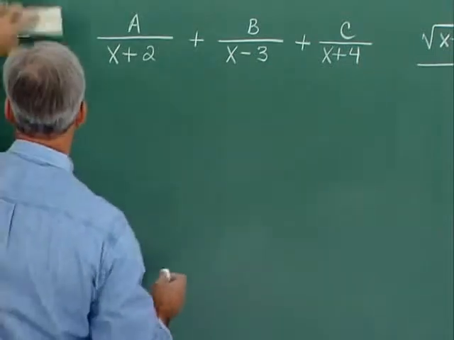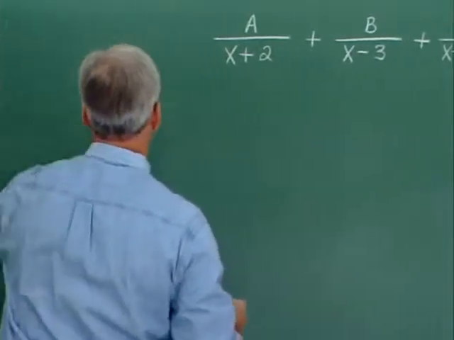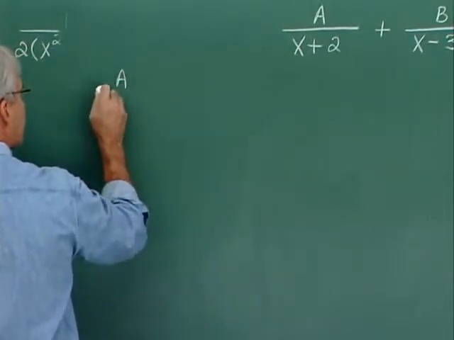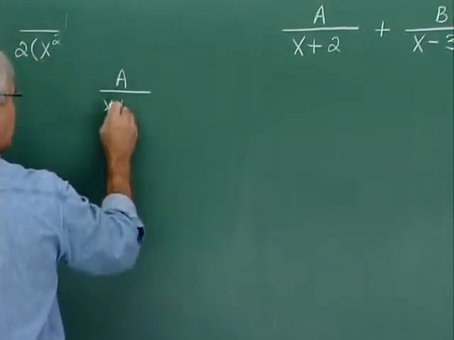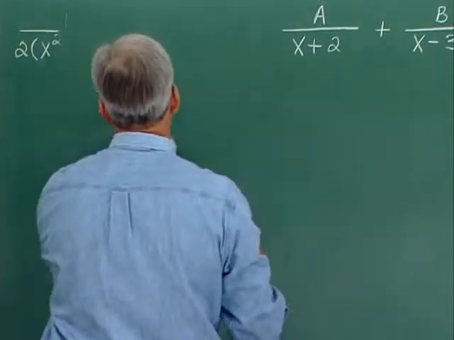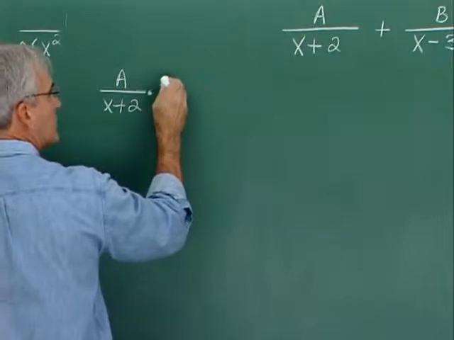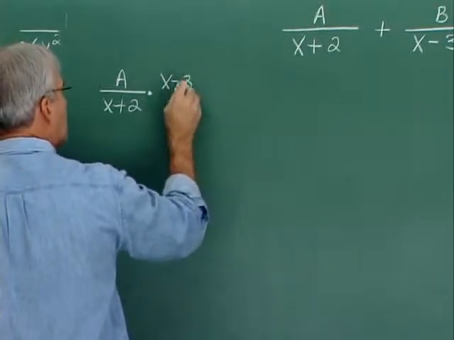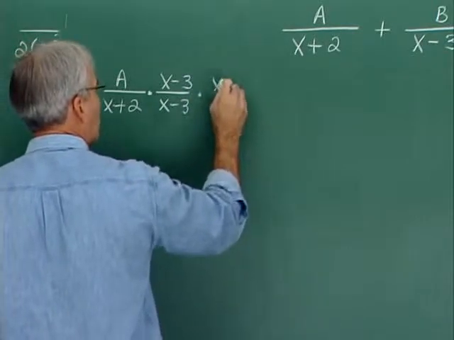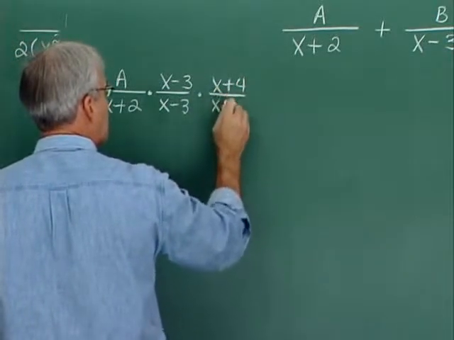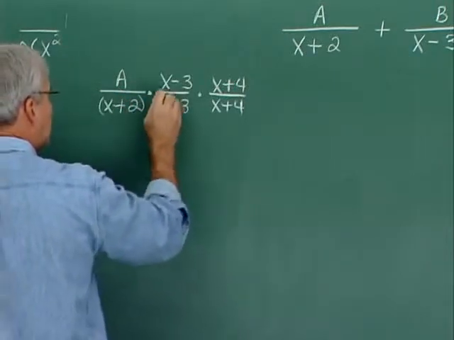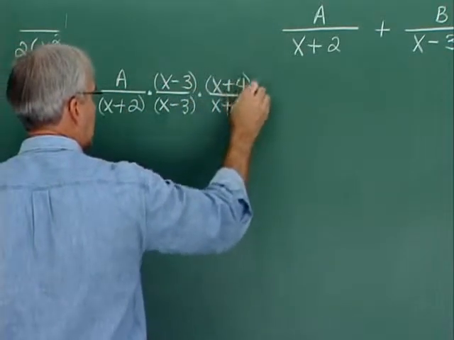Now I'm just going to slide way over here and start this process. So we're taking that first fraction and we're multiplying times a couple of other fractions. X minus 3 over x minus 3 and x plus 4 over x plus 4. Now, once again, it might be helpful to introduce parentheses as we go.